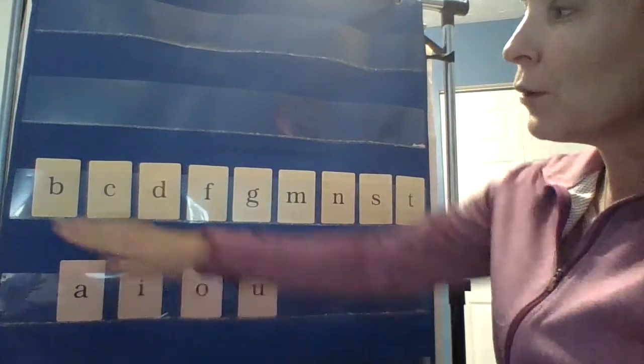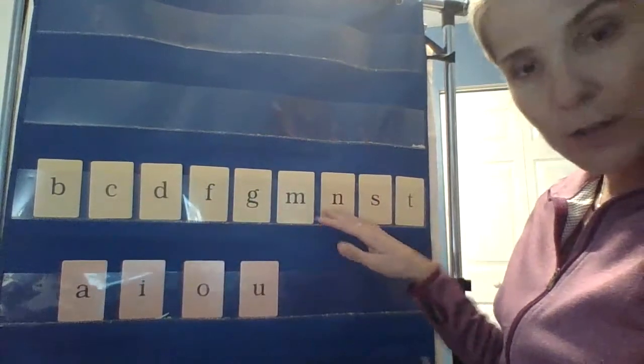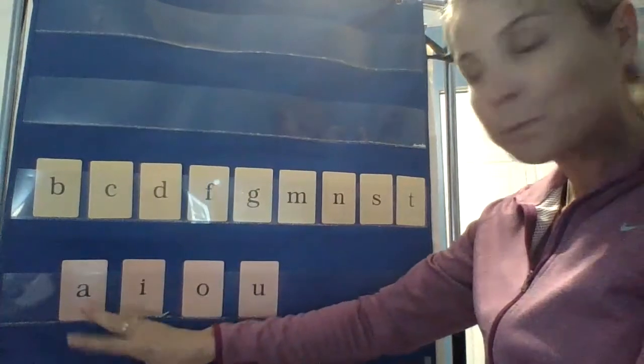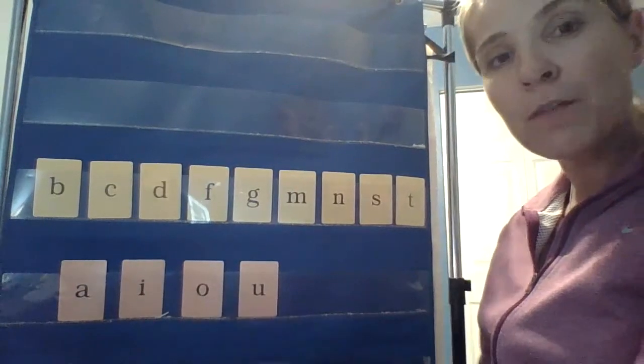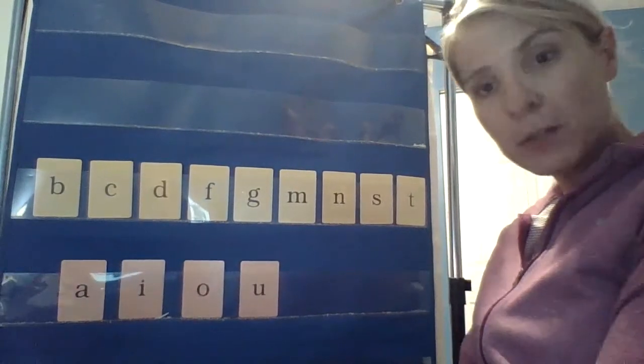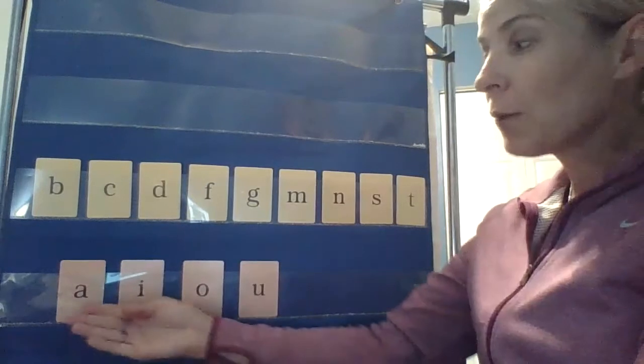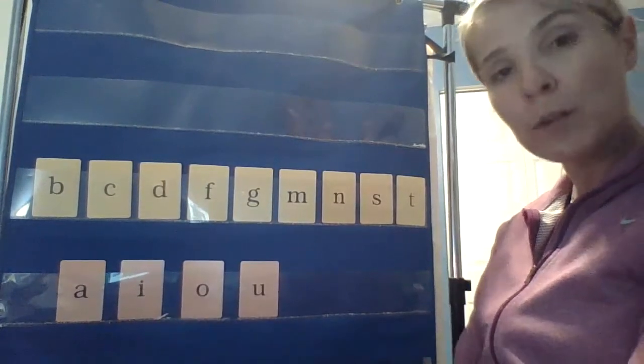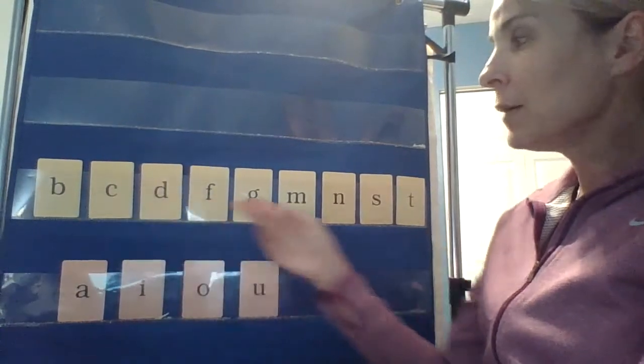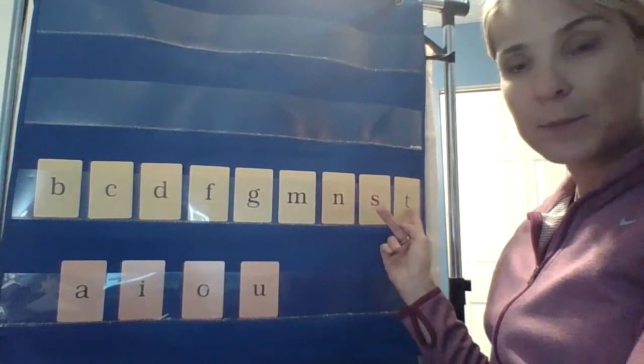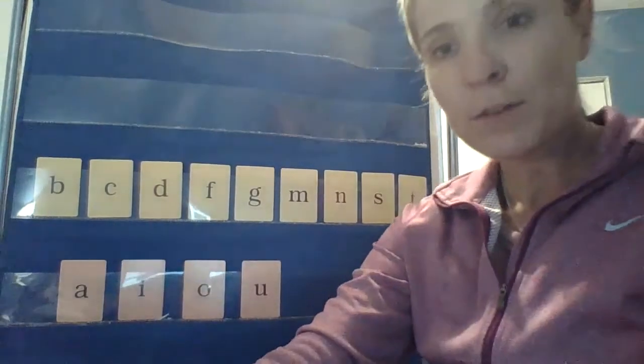Okay, and if you notice, these are like yellow cards. These are the pink cards. Remember, the pink cards are the vowels. Vowels are special. They say two sounds. Right now, we are just learning the short vowel sound. The ones up here are called consonants. Okay? All right, I'm going to pause it for a minute.